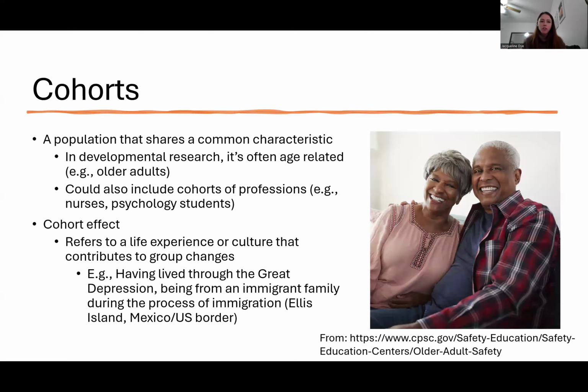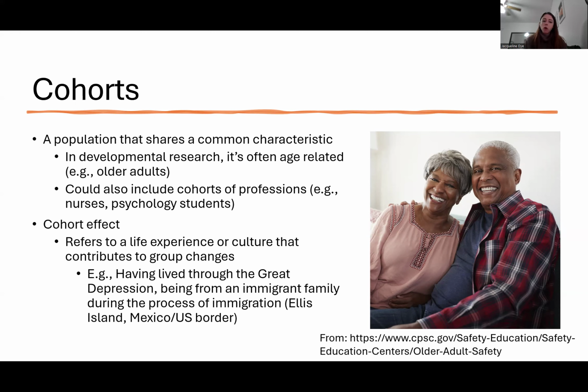All right, so what is a cohort? A cohort is a population that shares a common characteristic. In developmental research, it's often age-related. So for example, older adults is a common group that you'll see studied. It could also include cohorts of various professions. So the chapter talks about nurses, it could also be psychology students, but a group that shares a pretty specific characteristic.